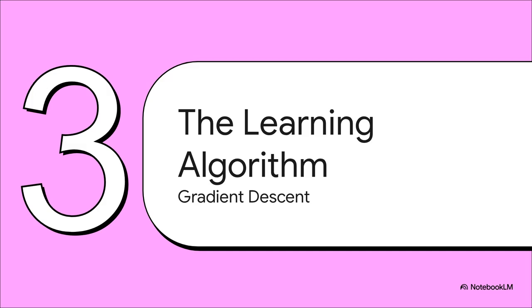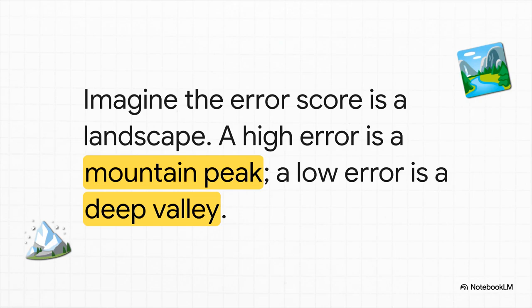This is where things get really cool. To actually find that minimum error, we use this incredibly clever and powerful algorithm called gradient descent. Honestly, the best way to get your head around gradient descent is to not think about math at all.